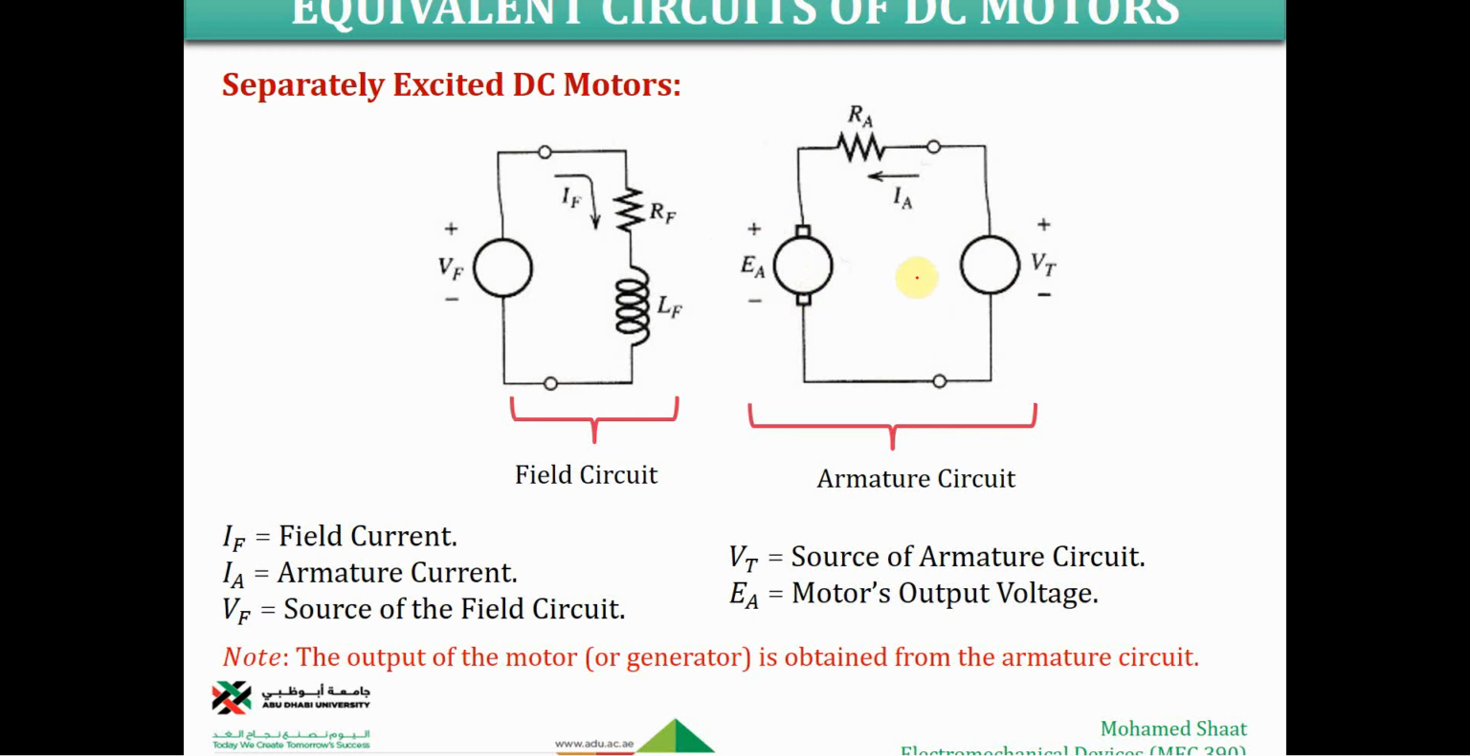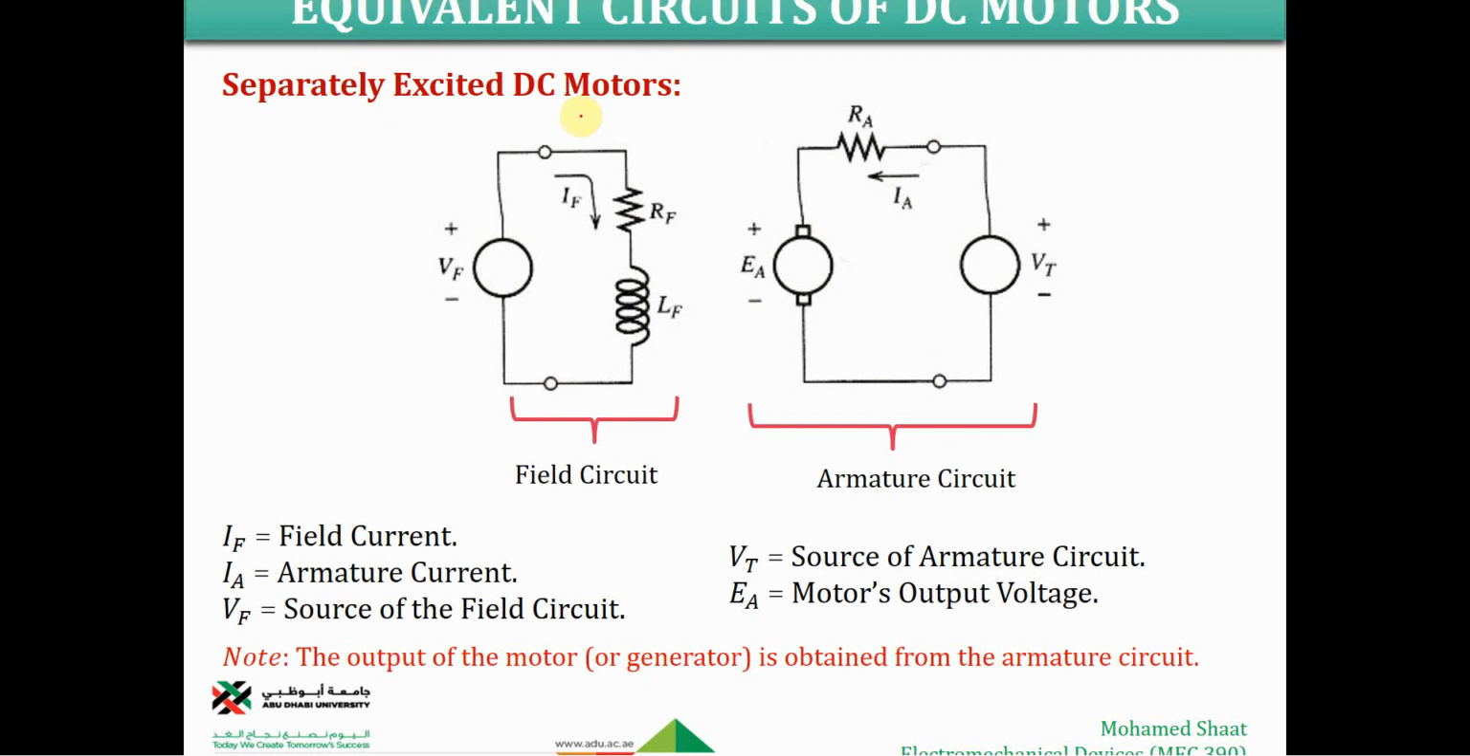And in the armature circuit, in the meanwhile, there should be a current passing through the coils or the armature windings. And to generate this current requires another source, which is VT. So VT is the source of the armature circuit, but VF is the source of the field circuit. So that's why in this configuration we are using two different batteries. Why? Because this field circuit is separate from the armature circuit. So that's why this type of DC motor is named a separately excited DC motor.